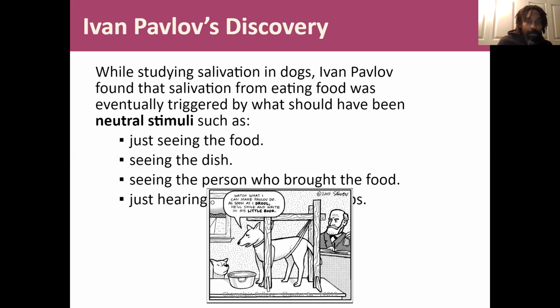Okay. So what would happen in that is it was always the same lab assistant who was bringing the food to the dogs in Pavlov's experiment. And then he noticed that even when the assistant didn't have any food with them, just seeing the assistant would cause the dogs to salivate in the exact same way that they would for food, because the dogs made the association of that person with being fed.